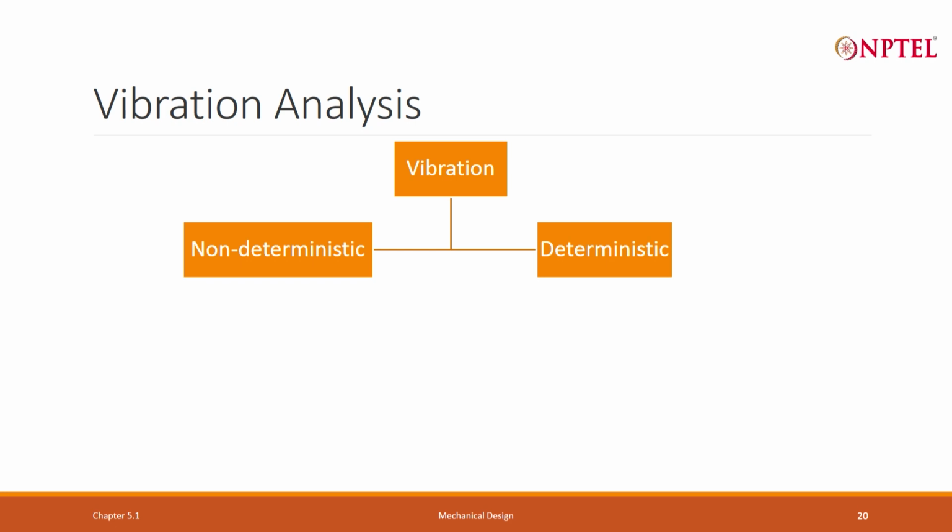So, what do you have to do in that case? You have to go to a statistical analysis, you have to find the mean, mode, all with the given data set, and then you have to find the equivalent function, and then you have to start doing non-deterministic vibration.